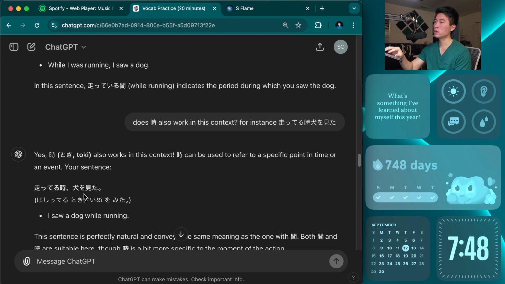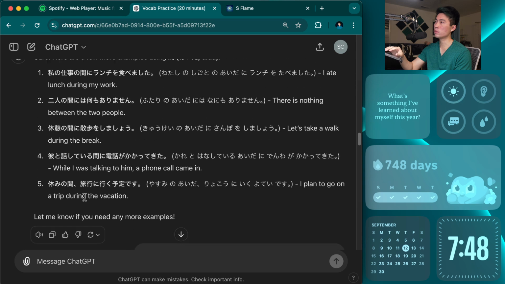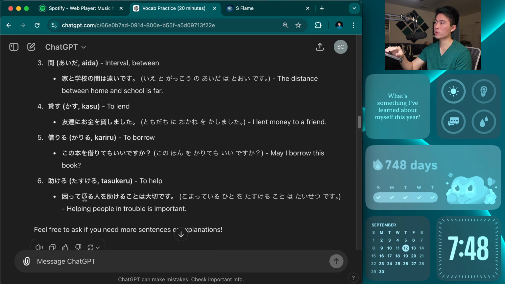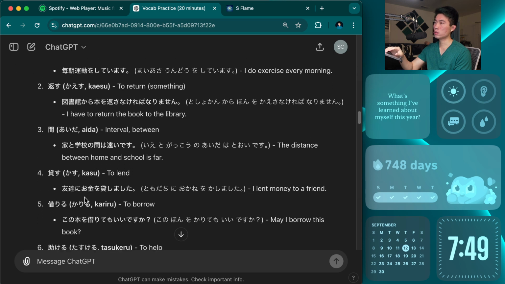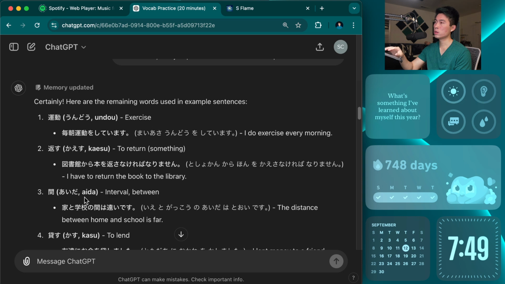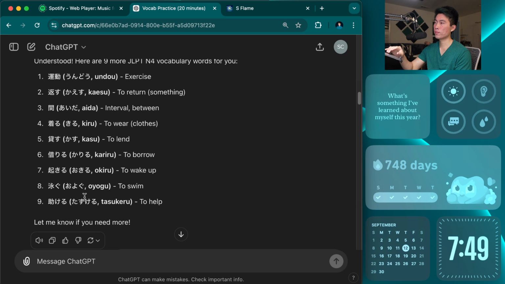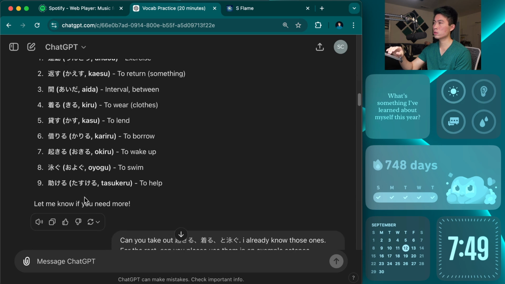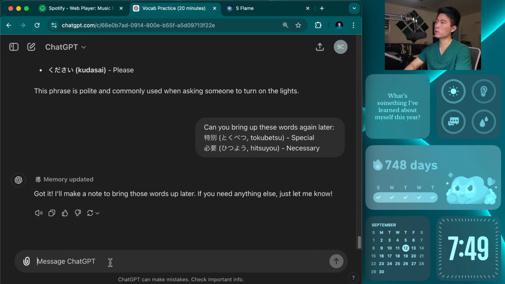And then toki is similar to aida. That's something that we reviewed before as well, or learned previously. Kasu is to lend, kariru is to borrow, kaesu is to return. Okiru, oyogu. Okay, let's just learn some new ones. New vocab from JLPT N4.